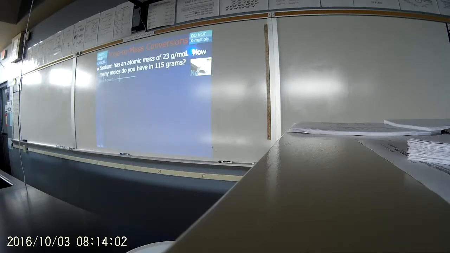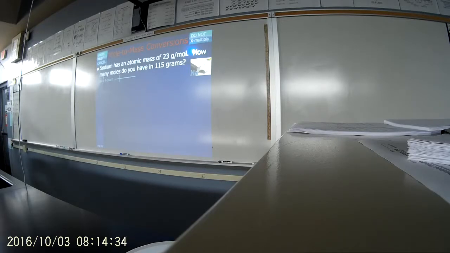Here's the word exercise. Sodium has an atomic mass of 23 grams per mole. How many moles do you have in 115 grams? Now, there are people in the room that can do this in their head, but I'm going to show you a technique that we're going to use for the next 4 months. It's going to be very handy, and it's pretty much all the math we're going to need for the rest of the semester. It works like this. Are you ready?